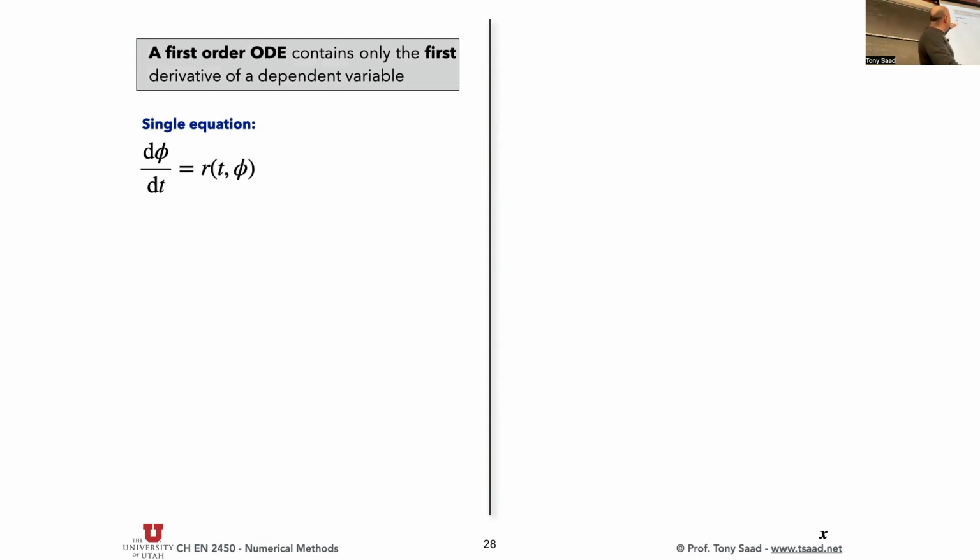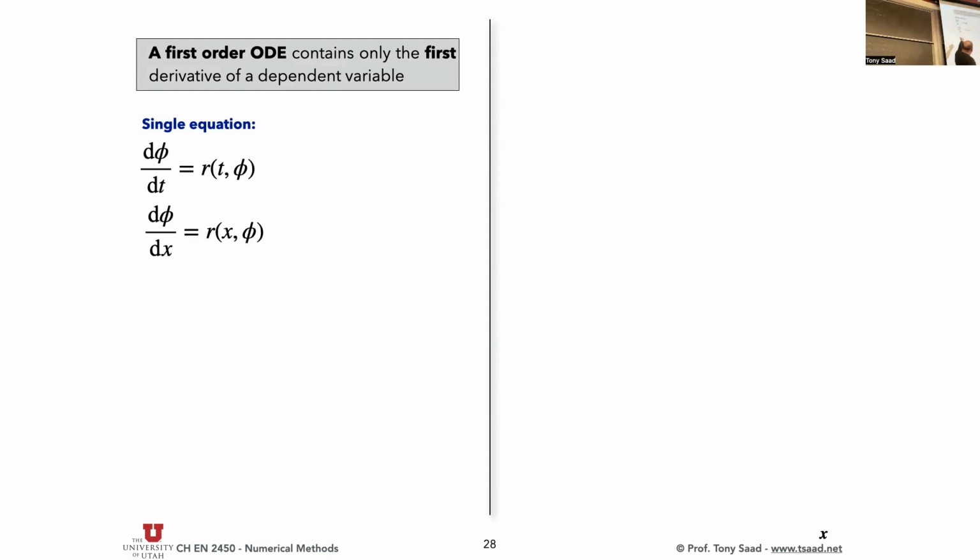And notice how we write ODEs as d phi by dt equals some right-hand side of time and phi. So the right-hand side could be a function of phi itself and could be a function of time. It still is an ODE, okay? It still is an ODE, right?